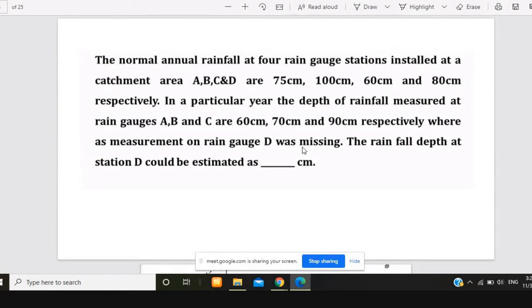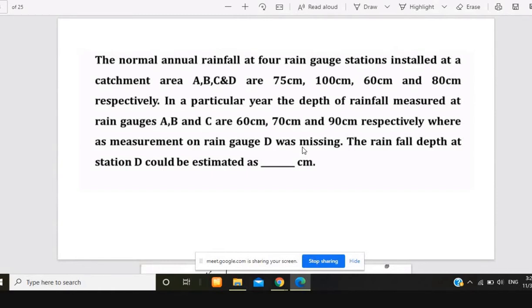The question is: the normal annual rainfall at 4 rain gauge stations installed at the catchment area A, B, C and D are 75 centimeter, 100 centimeter, 60 centimeter and 80 centimeter respectively. In a particular year, the depth of rainfall measured at rain gauges A, B and C are 60 centimeter, 70 centimeter and 90 centimeter respectively, whereas measurement on rain gauge D was missing. The rainfall depth at station D could be estimated as dash centimeter.